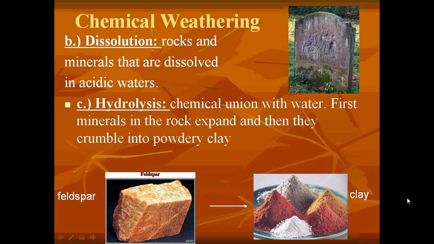Another type of chemical weathering is hydrolysis. Remember, hydro means water, so this is a chemical union with water. What happens is first the mineral in the rock expands, and then the minerals gently crumble into a powder like clay. At the bottom of the picture you see the mineral feldspar changing into the powder form of clay, small sediment.